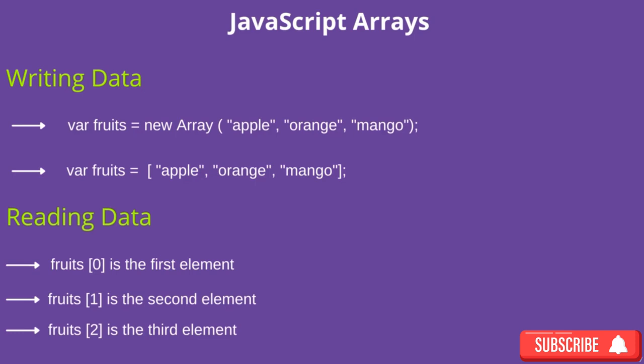Once you have defined the array, if you want to retrieve the elements separately, you can write fruits, the name of the array, and then in the square brackets you can pass the index. As I said earlier, the index will start with 0. So fruits[0] will give you apple, fruits[1] will give you orange, and fruits[2] will give you mango. So let's see practically now how we can start implementing the concept of arrays.